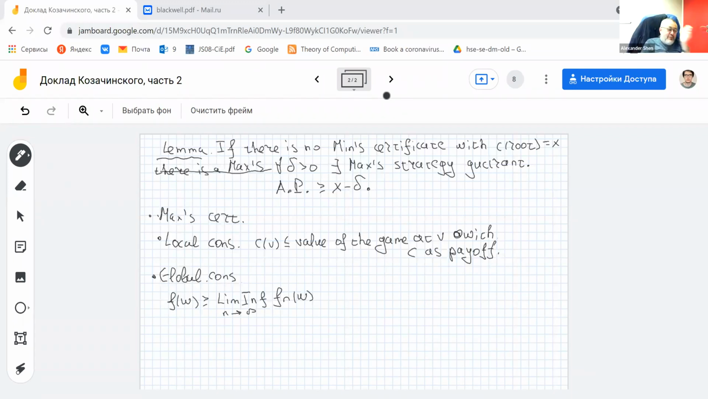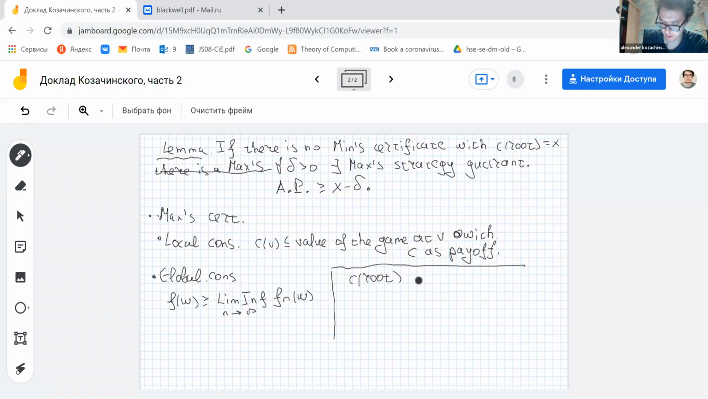But now we have to use this martingale convergence theorem, Doob's theorem or something like that. We can maybe skip this for now. Technically, I will construct a max certificate where C of root is x, but for the f plus delta function. That's not terribly important now. Being pedantic, I originally assumed that f maps to the interval [0, 1], but it's not that important.